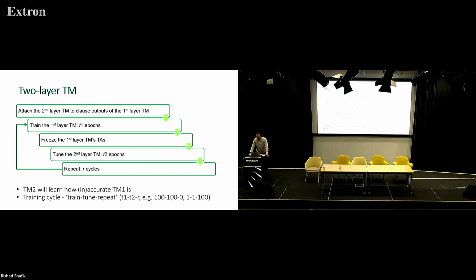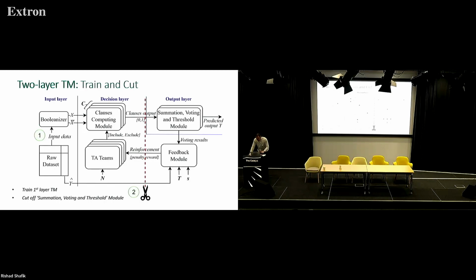We started with a two-layer machine. And the idea is that we train the first layer, then we freeze the Tsetlin automata of the first layer, and then connect the clause output of the first layer to the inputs of the second layer TM, and then tune the second layer to understand the weaknesses of the first layer TM. And we can do it in a number of cycles. So the general training cycle looks like: train the first TM, tune the second TM, and then repeat if necessary.